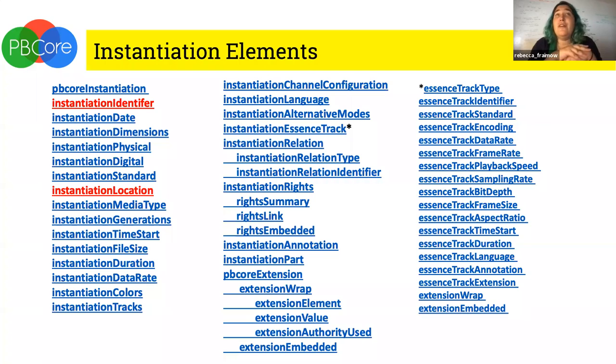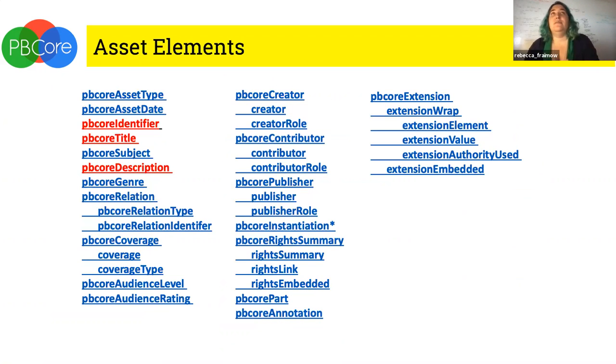So for every episode of Downton Abbey, there are thousands of DVDs and VHS tapes and production elements that are associated with that episode. Each of those things is an instantiation, and they all have different unique technical characteristics. So the instantiation elements describe the unique, specific technical characteristics of your specific DVD, whereas the asset describes the actual episode and the content that goes into that episode.